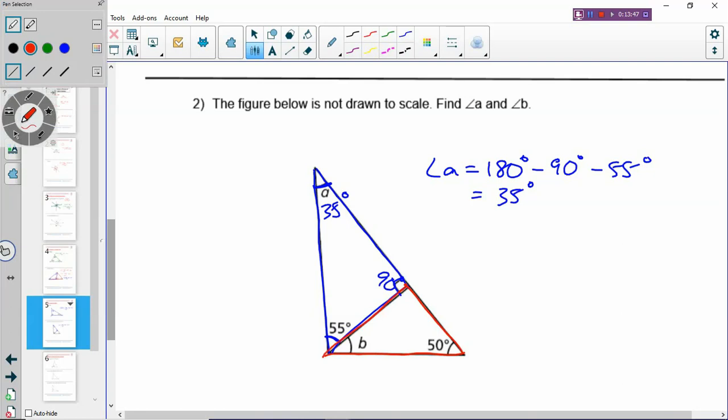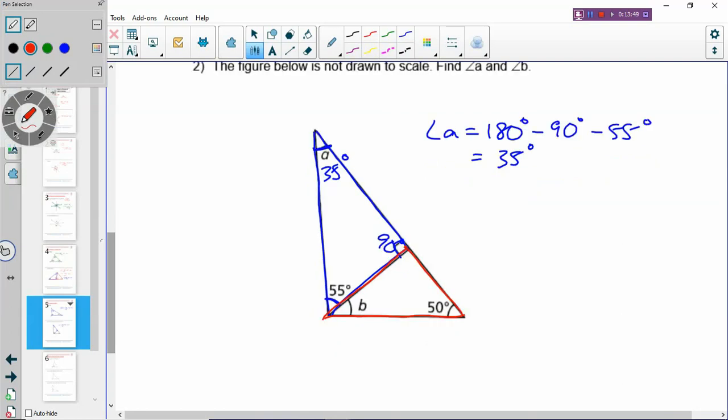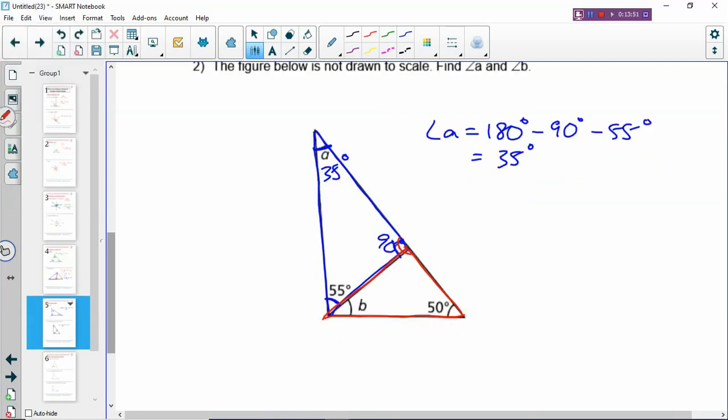But how do you know it's a right angle triangle? Because the angle on a straight line is 180. Remember, this is a straight line because it's one side of a triangle. So 180 minus a right angle gives you another right angle, which is over here. So you have another right angle. And now can you find angle B?